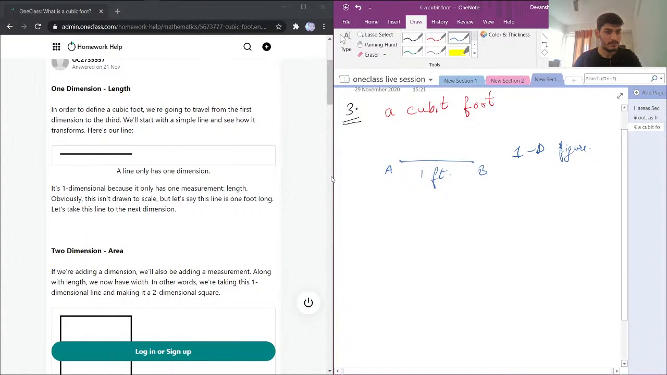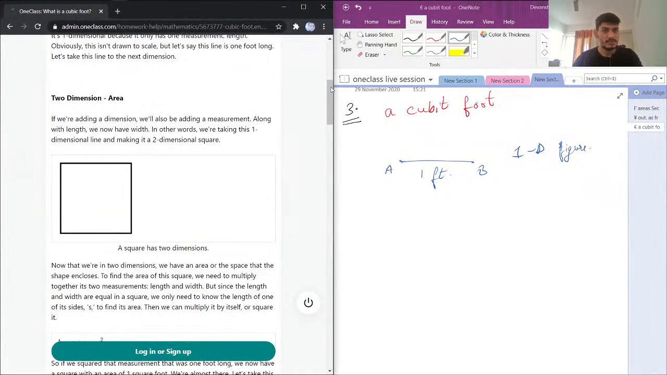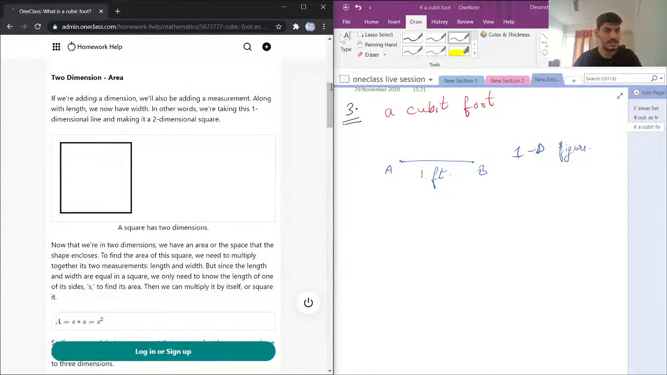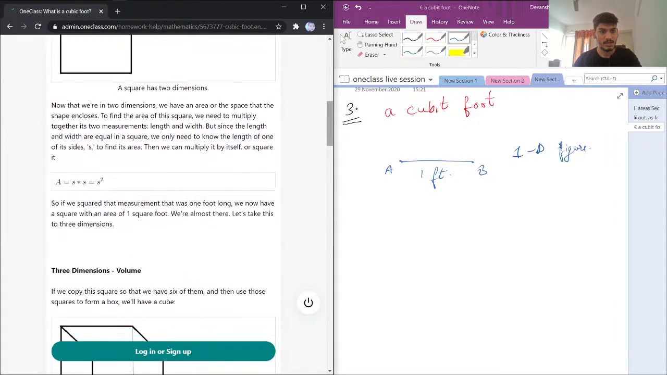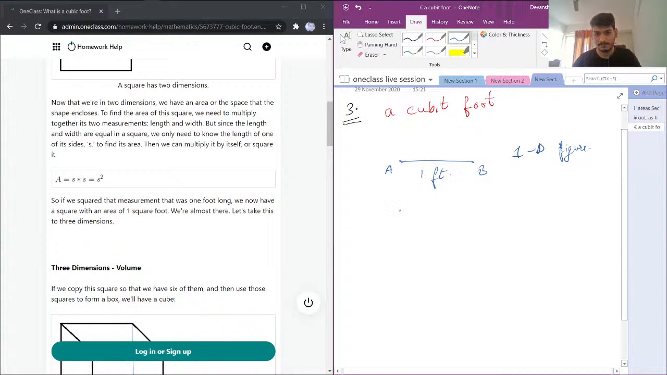Now we go for two-dimensional. Let's take the line to the next dimension. For 2 dimensions we get area. If we are adding a dimension, we'll also be adding a measurement. Along with length, we now have width. So we are taking this one-dimensional line and making it a two-dimensional square. Now that we are in 2 dimensions, let me draw a square here.